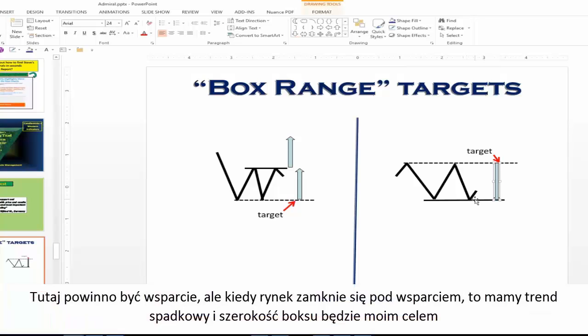and say the market should be support. But if the market closes under the bottom end of the box range, you then have a downside target. You take the height of the box range. This is one of my favorite measuring targets.